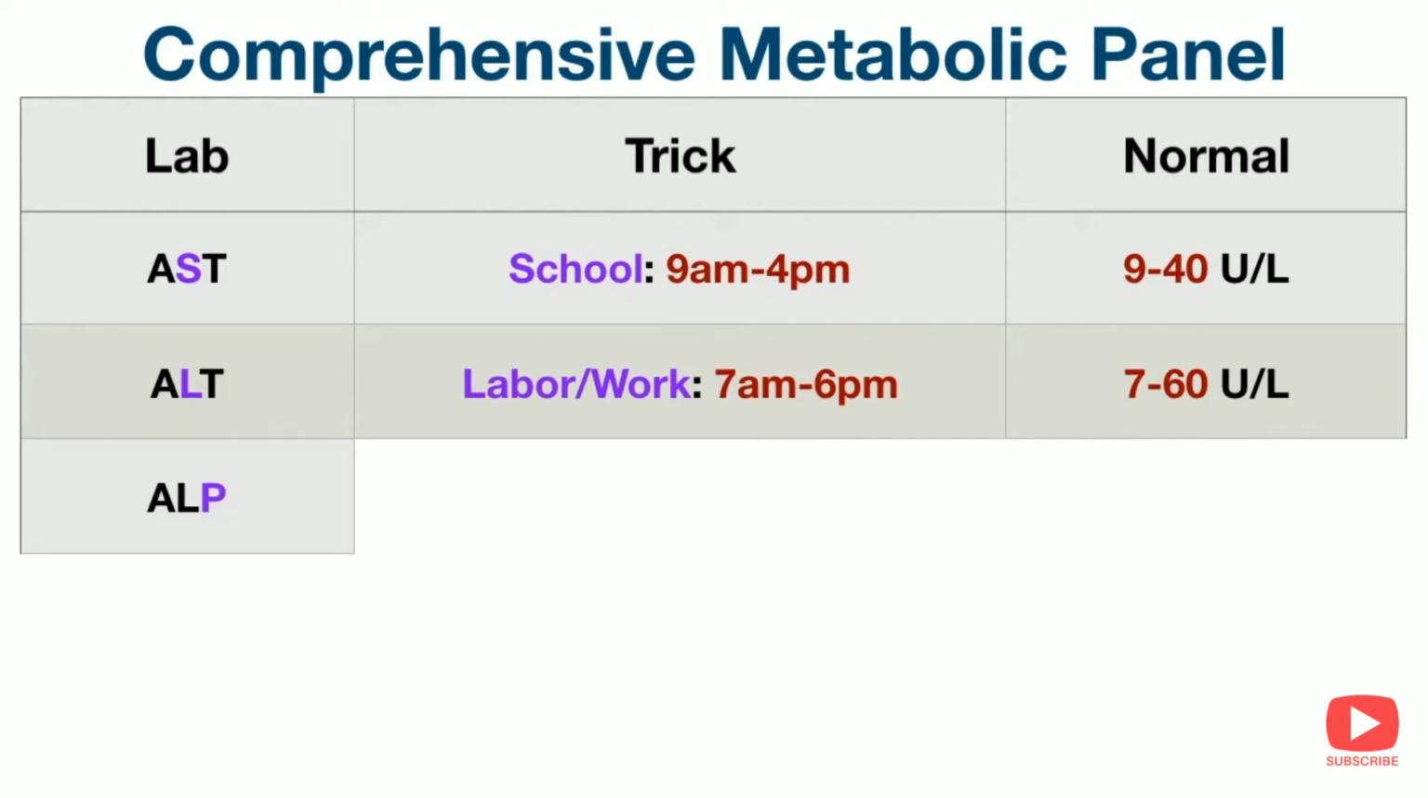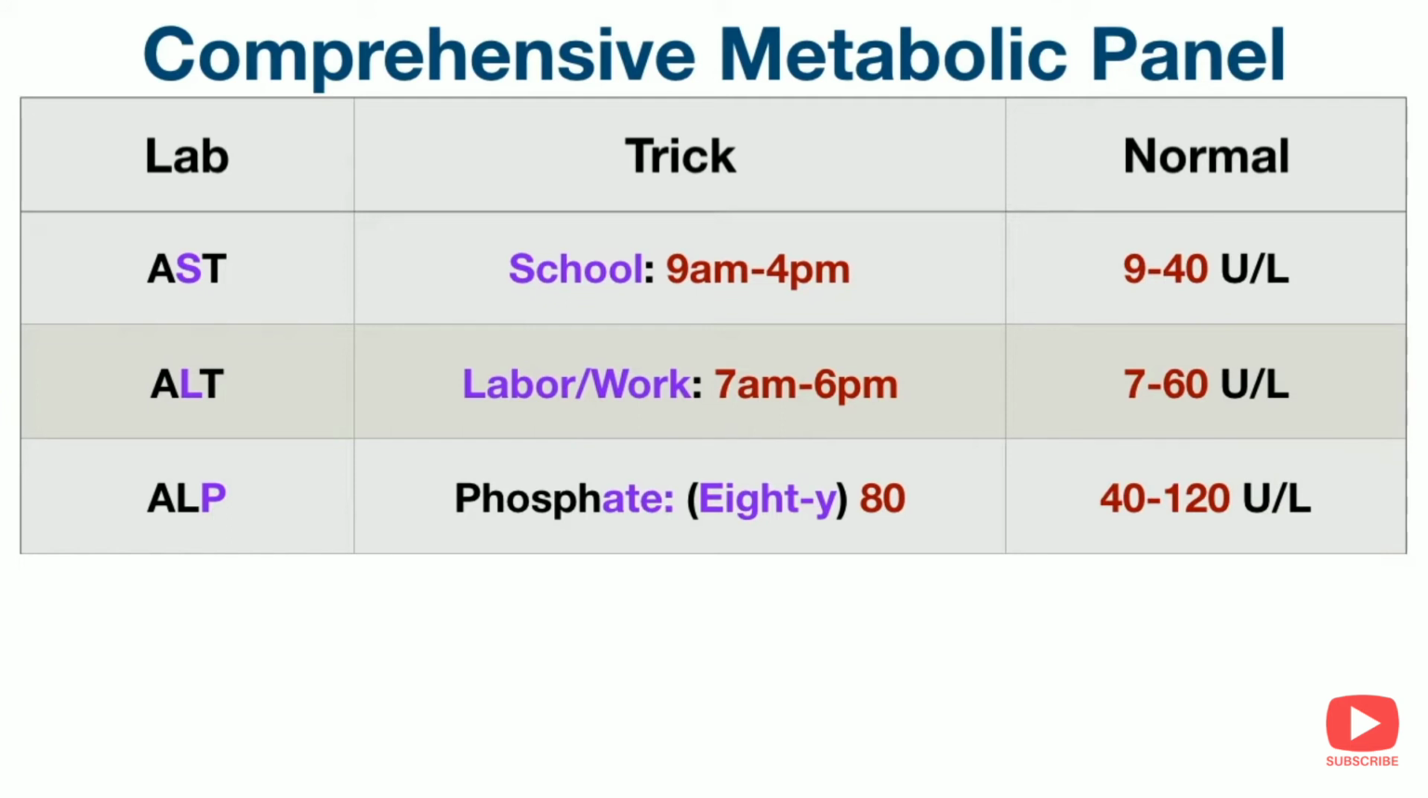Next, we have alkaline phosphatase. This can also be used to measure liver function, as it can be elevated in hepatobiliary diseases as well as different bone diseases. When you think of phosphatase, think of phosphate. You can use the 8 in phosphate to remember 80, which is right in the middle of the normal range. The normal range is about 40 to 120.